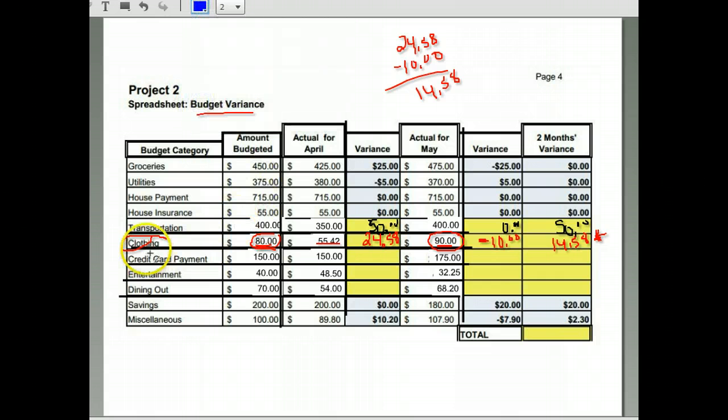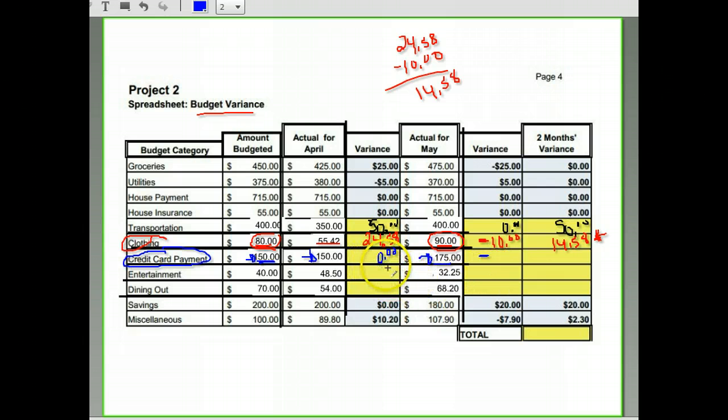Okay, let's try the next line. So next is credit card payment. They budget $150 a month. That first month, April, they spend $150, so that was a wash. They didn't go over, they didn't go under. In May, they spent $175. They budgeted $150, spent $175. So they went over. We're going to put negative. That puts them in the hole a little.